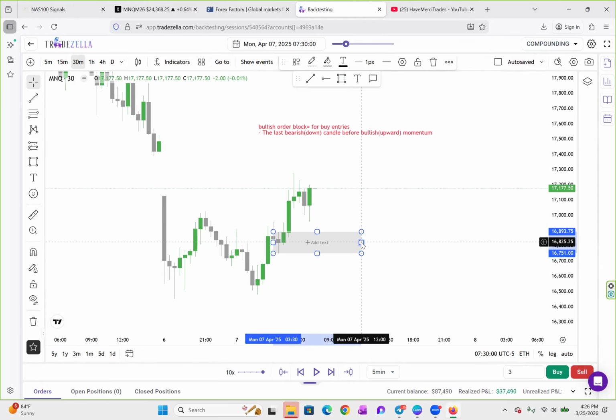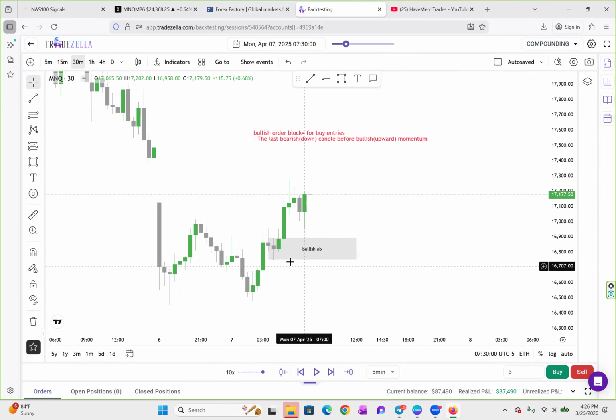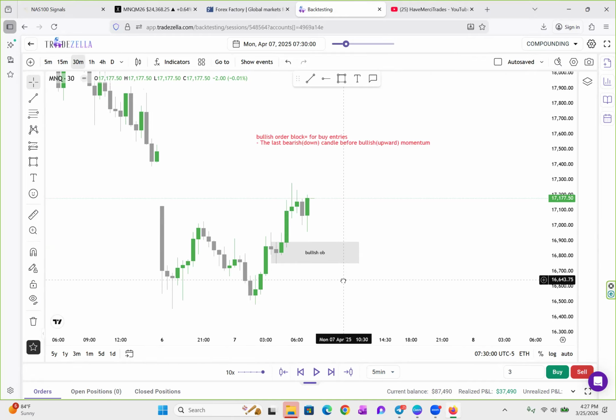Here I'm going to label it bullish OB. Again, the bullish order block is the bearish candle before bullish momentum. You know something is bullish momentum when it is clearly bigger than the last bearish candle. If only this green candle existed, this would not be momentum because the box and the bullish candle are the same size. This clearly is bigger than the box that we have drawn and the bearish candle that we have.